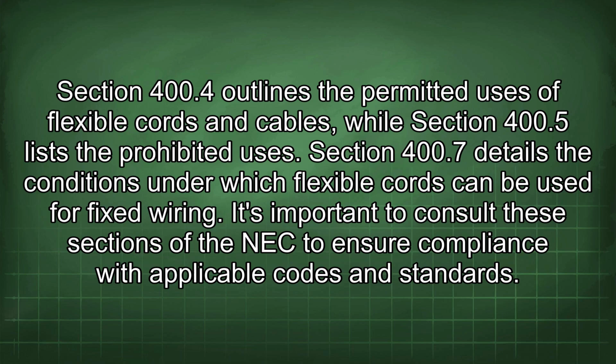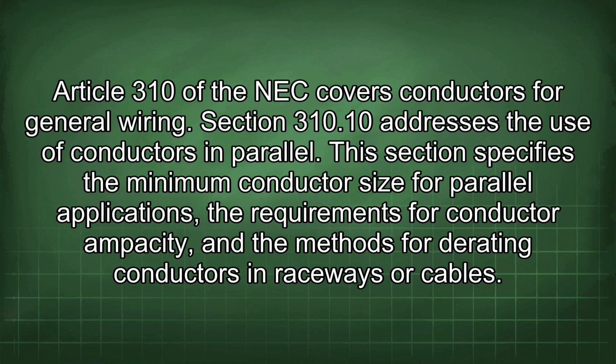Section 400.7 details the conditions under which flexible cords can be used for fixed wiring. It's important to consult these sections of the NEC to ensure compliance with applicable codes and standards. Article 310 of the NEC covers conductors for general wiring. Section 310.10 addresses the use of conductors in parallel.